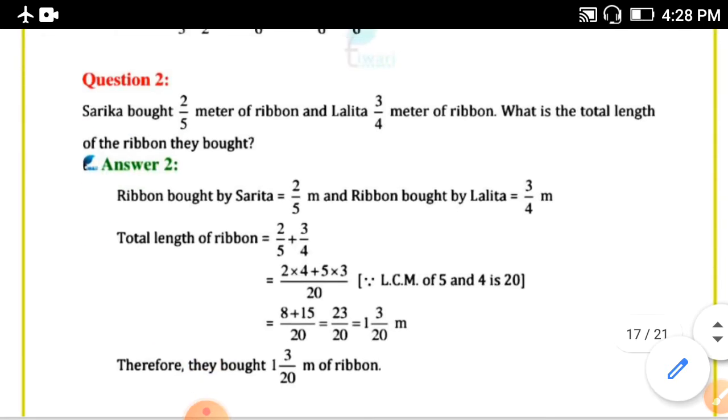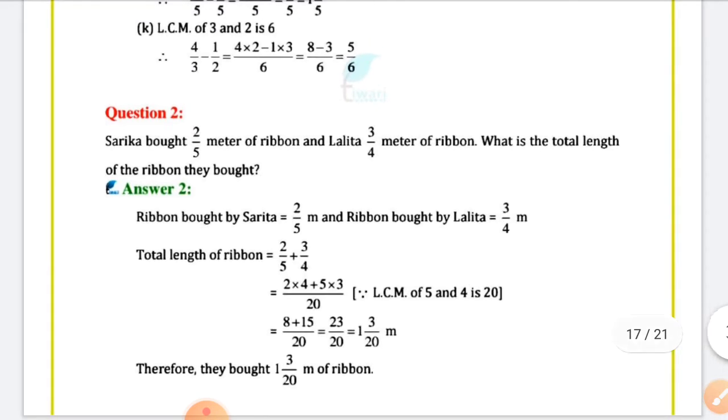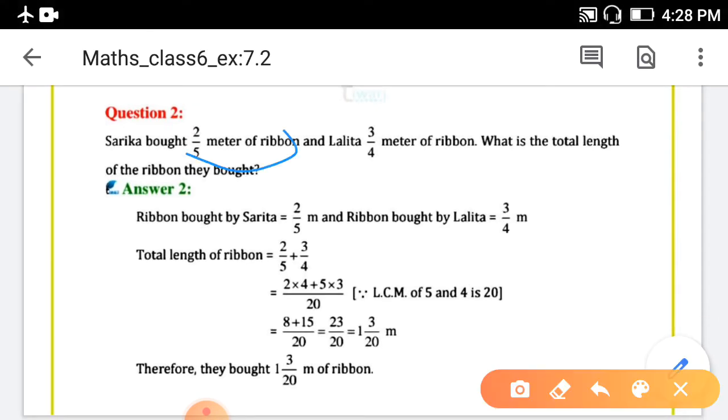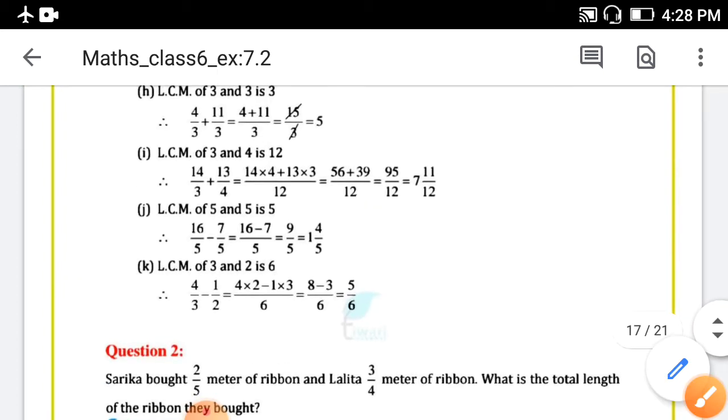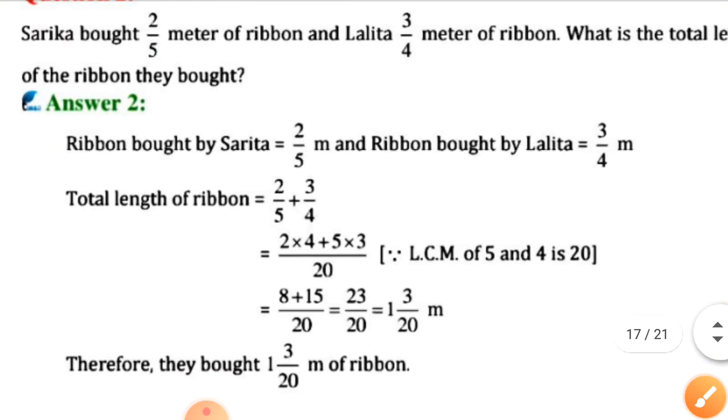Question number 2. Sarika bought 2/5 meter of ribbon and Lalita bought 3/4 meter of ribbon. What is the total length of the ribbon they bought? Nothing to worry here, nothing new. Total length means you have to add. So total length of ribbon is 2/5 plus 3/4. Now it is the same as question number 1, how you are adding these fractions. Same method you have to repeat here.